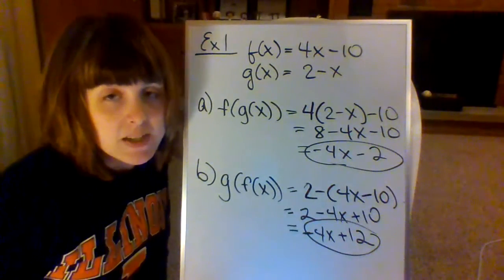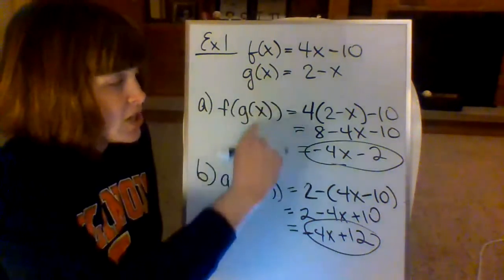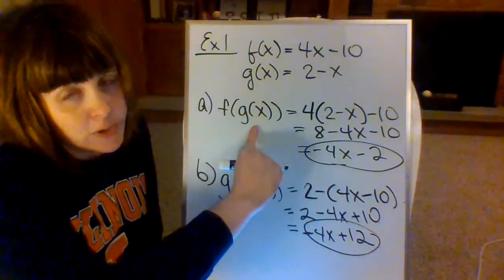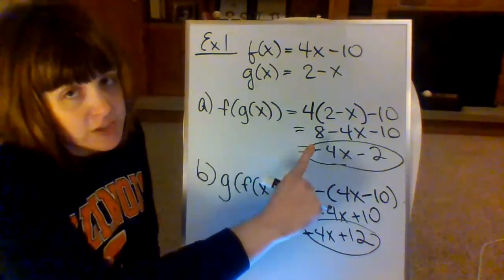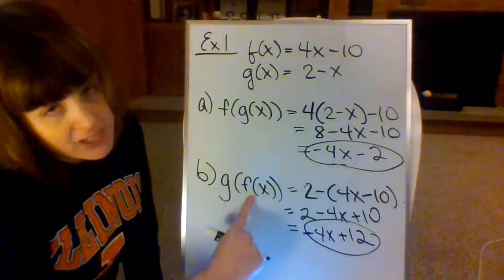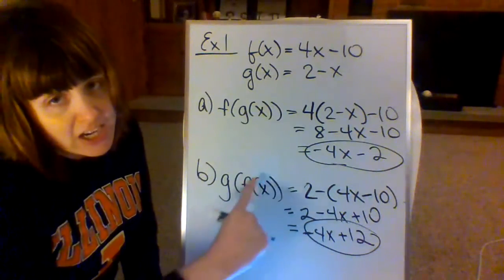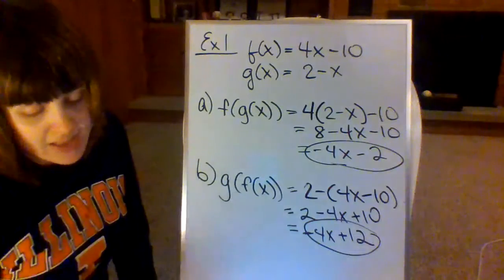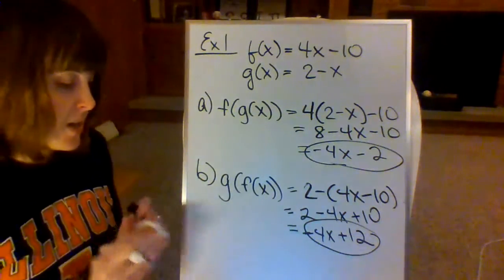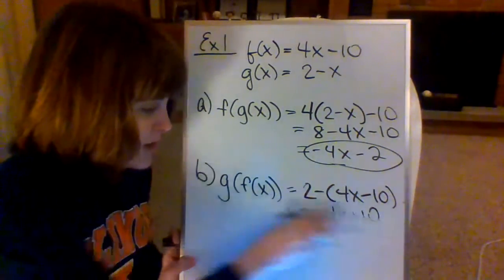Okay, so as you can see, if g of x is on the inside, you take the whole g of x function and plug it into f. And then you simplify. If f of x is on the inside, you take the entire f of x function and plug it into g. And then simplify. Okay, so we're going to try example 2 now.